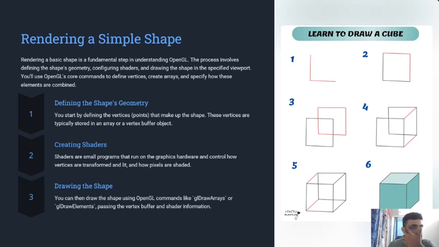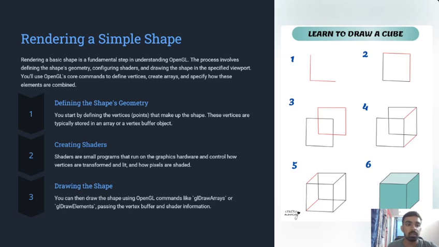Rendering a simple shape. Rendering a basic shape is fundamental to understanding OpenGL. This process involves defining the shape and geometry, configuring shaders, and drawing the shape in the specified viewport. You will use the OpenGL core commands to define the vertices.